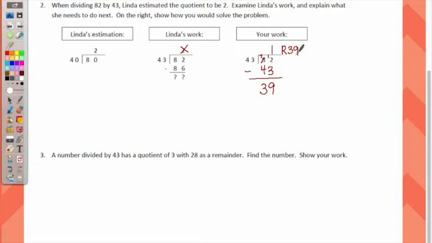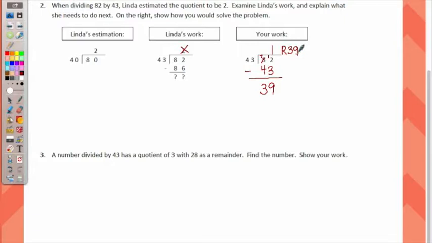Look for regrouping when you subtract. Okay, now how do we know if we're right? Because 39 is a pretty large remainder. It's not too big though. How do we know if we're right, Robert? It's not as big as the divisor, okay? So if we check it, it's probably going to check out.